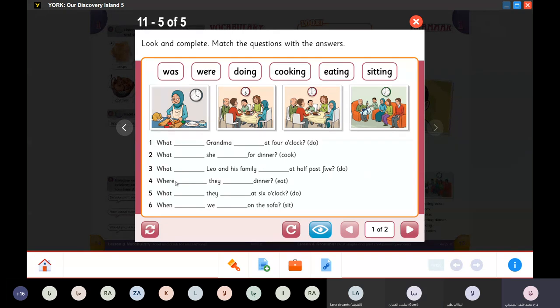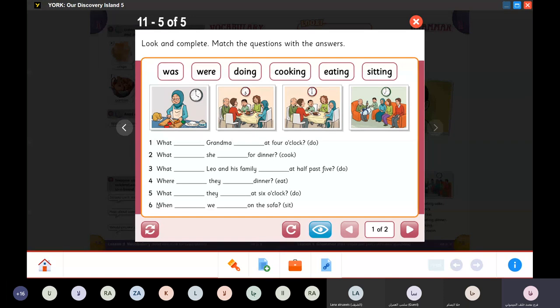Hala? Yes, teacher, I'm here. Okay, Hala, sweetie, number four. Now we have they, Hala. Should I use was or were? Were. Very good. Where were they? And the verb is eat. So eat becomes what? Eating. Very good. Can you say it from the beginning? Where were they eating dinner? Awesome. Thank you. Very good, sweetheart.